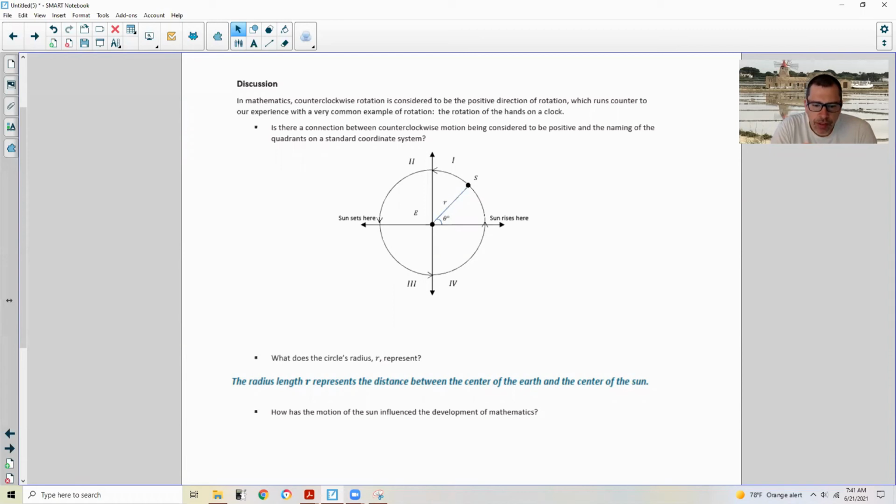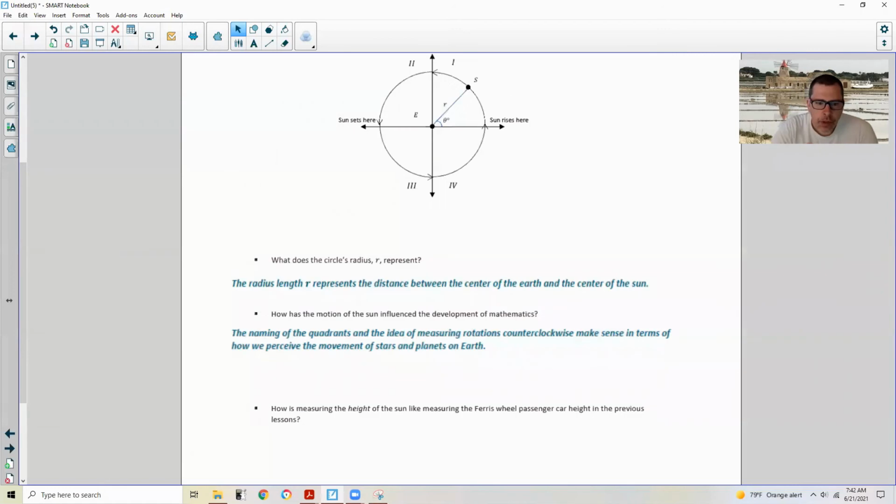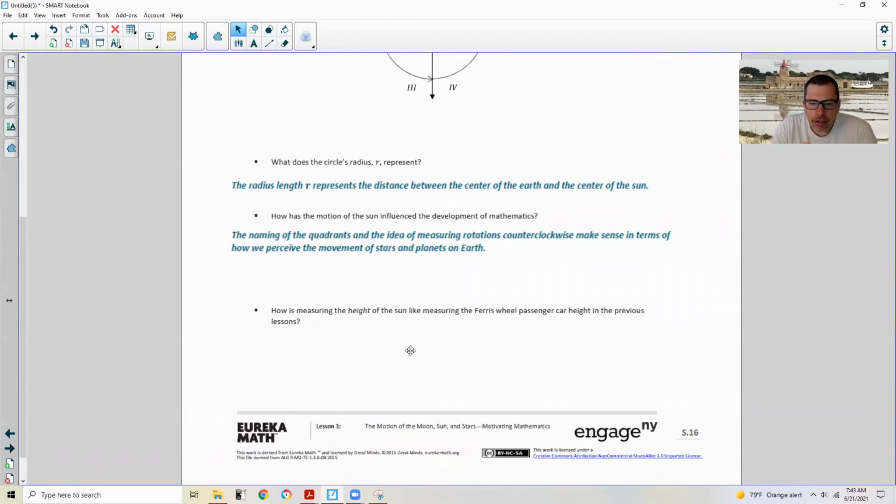How has the motion of the sun influenced the development of mathematics? The naming of the quadrants and the idea of measuring rotations counterclockwise makes sense in terms of how we perceive the movement of stars and planets on Earth. The next question says, how is measuring the height of the sun like measuring the Ferris wheel passenger car height in the previous lesson? Both situations relate a vertical distance to a measurement of rotation from an initial reference point.